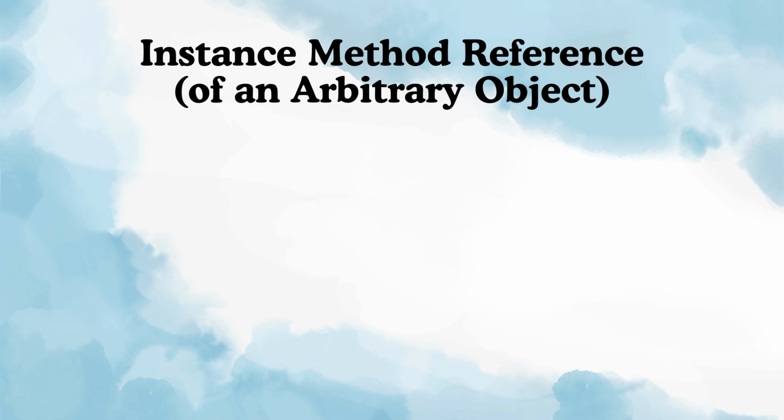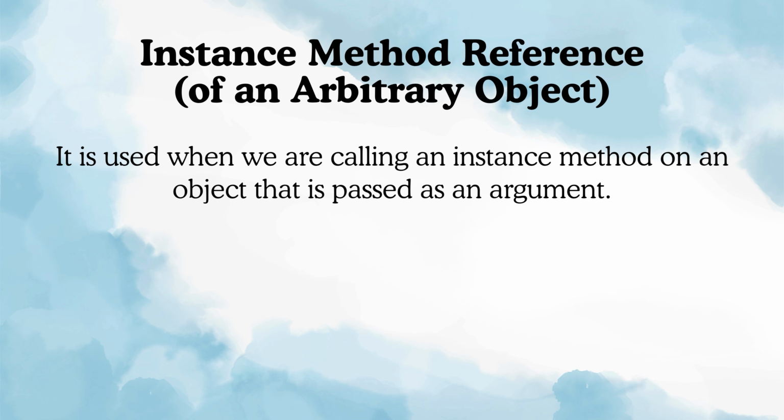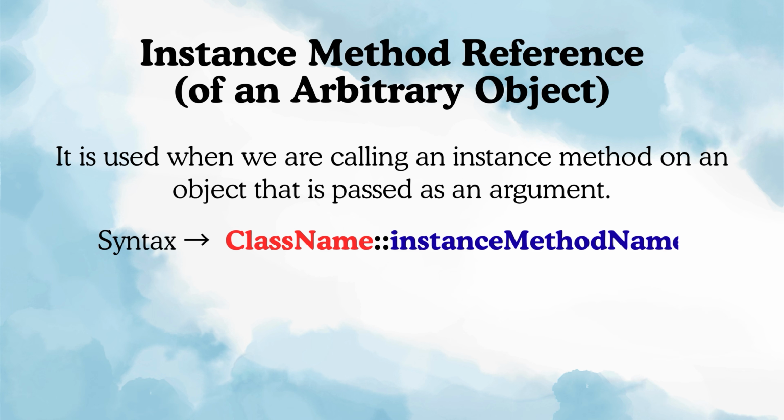Next, we have instance method reference of an arbitrary object. It is used when we are calling an instance method on an object that is passed as an argument. The syntax is class name::instance method. Alright, let's see.